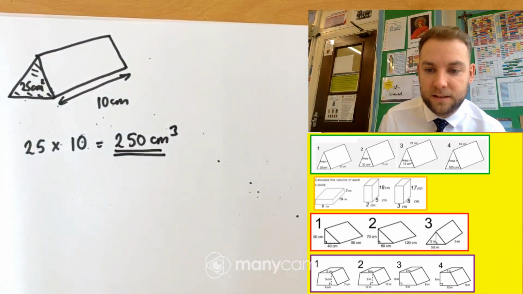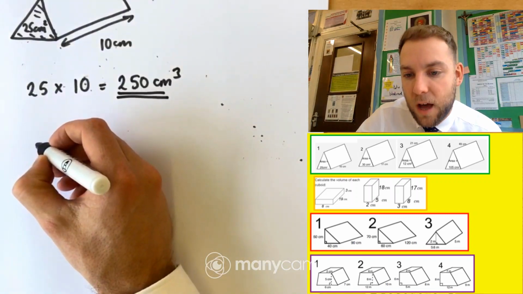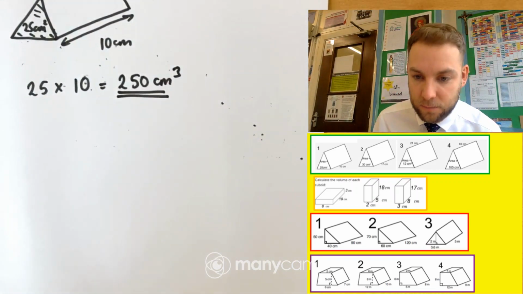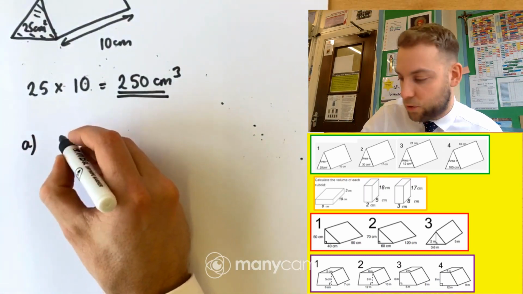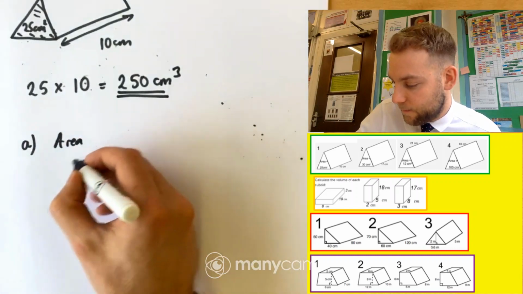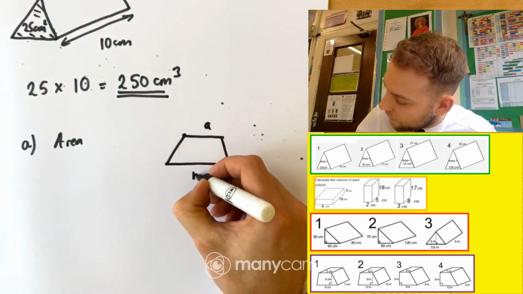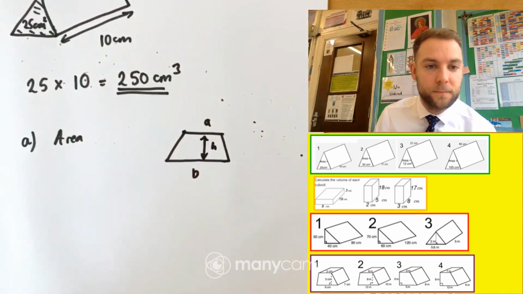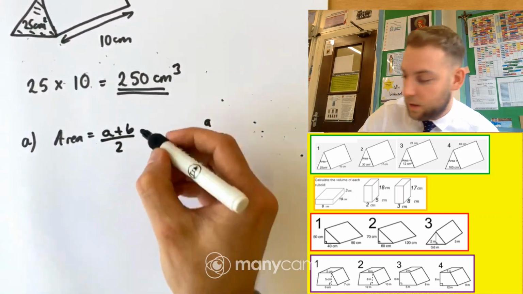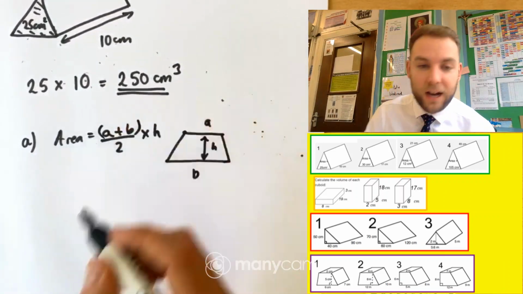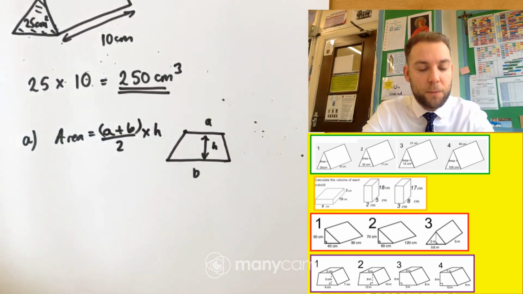I'll give you a little hint. Remember that on those purple ones, you've got to think about the area of a trapezium, okay? Now the cross-section of a trapezium is equal to the area of a trapezium. I'll draw a little trapezium here so you know. A, B, and then the height is equal to A plus B divided by 2 times by that perpendicular height. A plus B divided by 2 times by that perpendicular height.